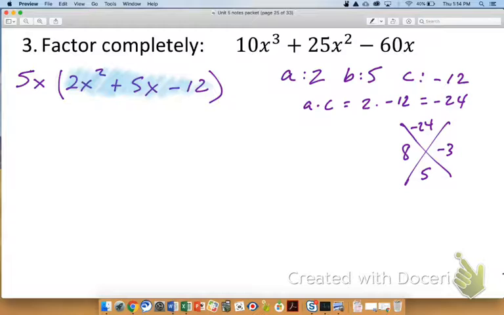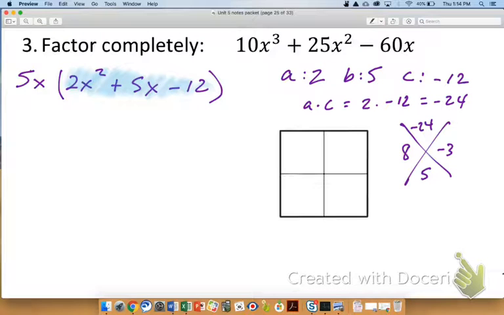Okay, so once I found those, I'm going to build my box. And it looks like this right here. The first term always goes in the upper left, last term in the lower right. Special numbers in the diagonals. What should I actually write in the diagonals? There we go. 8x and negative 3x. That's right.